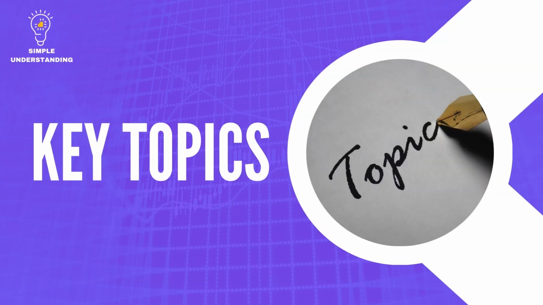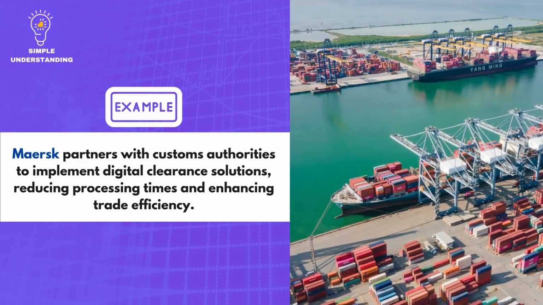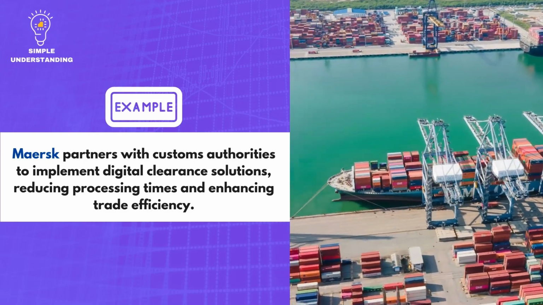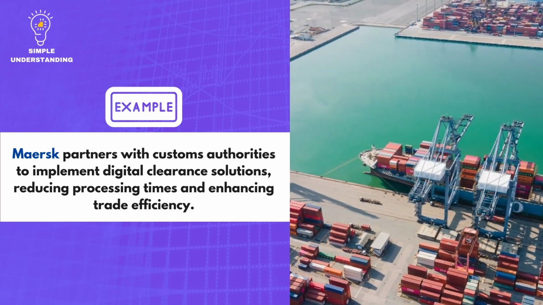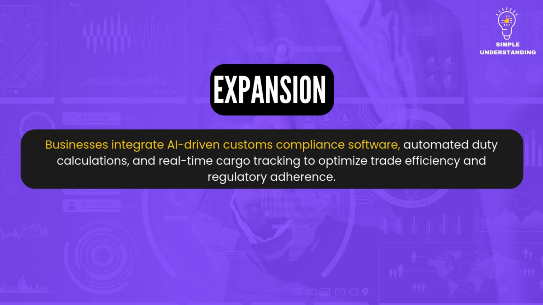Key topics. 1. Role of customs in global trade. Explanation: customs agencies facilitate international trade by enforcing regulations, assessing duties, and ensuring compliance with import-export laws, preventing fraud and illicit activities. Real company example: Maersk partners with customs authorities to implement digital clearance solutions, reducing processing times and enhancing trade efficiency. Expansion: businesses integrate AI-driven customs compliance software, automated duty calculations, and real-time cargo tracking to optimize trade efficiency and regulatory adherence.